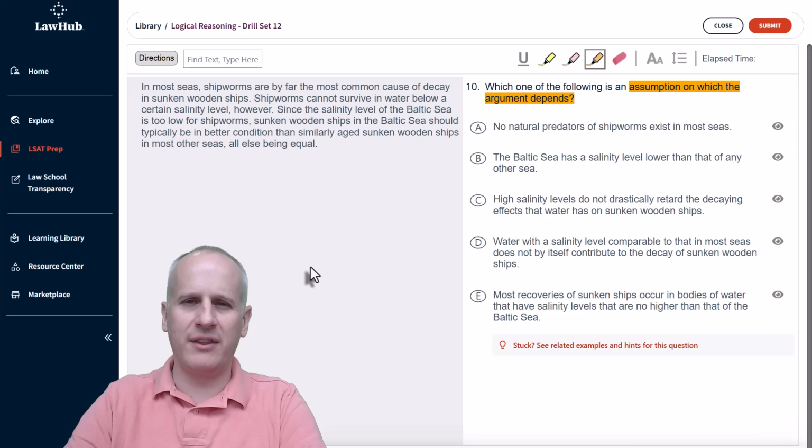We're going to read the paragraph on the left. We're going to highlight, after reading the paragraph in full, what the conclusion is and try to see if we can't come up with our own prediction of what must be true in order to believe that logical conclusion.